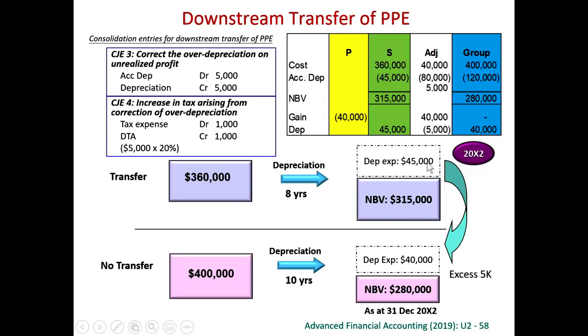That means 45,000. So therefore, the subsidiary in its own book must have over depreciated by 5,000. So we have to eliminate this over depreciation. Therefore, on consolidation, we credit depreciation. Depreciation should be only 40,000 if there's no transaction at all. Now you have depreciated at 45, so you over depreciated by 5,000. So we credit depreciation 5,000 and we debit accumulated depreciation.